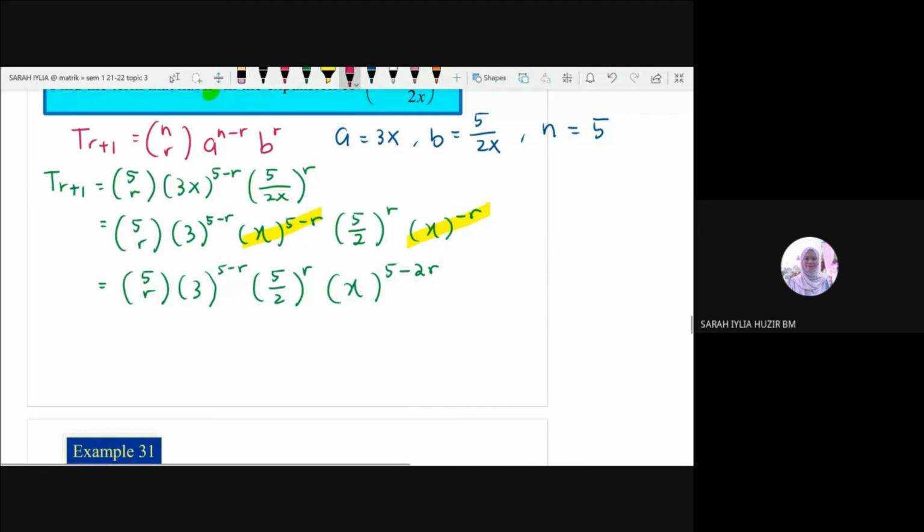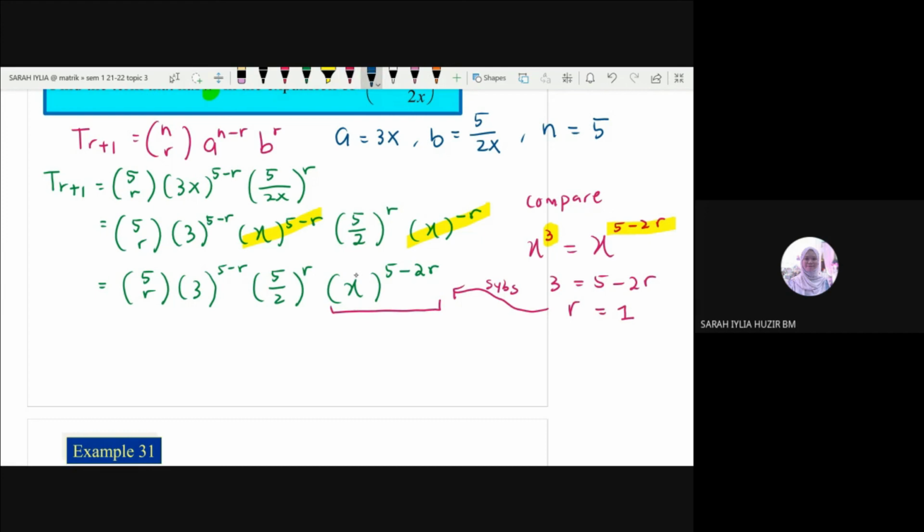Soalan nak apa tadi? Soalan nak X cube. So, kalau ada X cube, kita compare dengan tempat yang ada variable X. Saya compare X to the power of 5 minus 2R. So, nampak kat situ bahagian yang kita sama compare is the power part. So, 3 is 5 minus 2R means in this case our R would be 1. So, dah dapat R1, ganti balik kat tempat yang kita dah siap-siap simplify.